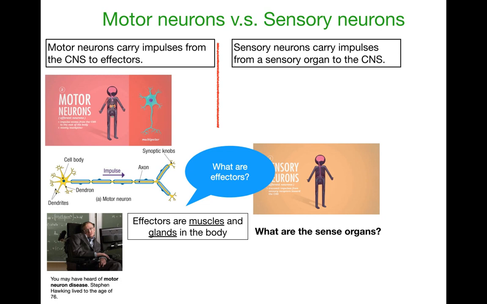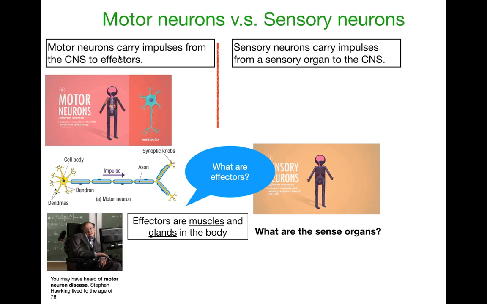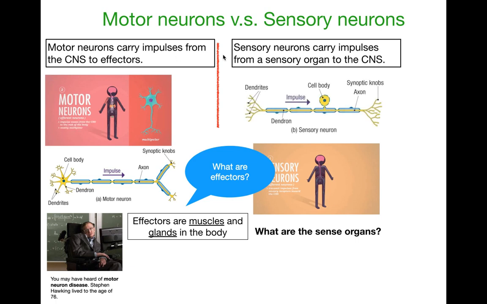Okay, and you've obviously got your different senses as well. We talked about that when we did the sensory system. Now, I suppose another disease you might associate here is motor neurone disease. This guy here, Stephen Hawking, had motor neurone disease, so you might be familiar. That's a problem where the motor neurons are not carrying the impulses effectively to the effectors.